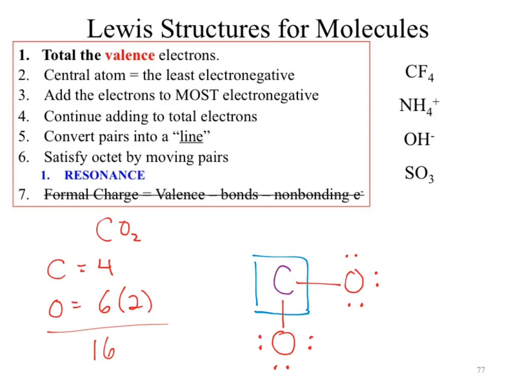Okay. Step 6, satisfy octets by moving pairs of electrons. So this implies a couple different things. Number 1, check to make sure everything has its octet. If you are missing an octet, start moving electrons around. How many electrons around this oxygen? 8. 2, 4, 6, and I can count the electrons in the bond. 8. How about the bottom oxygen? 8. 2, 4, 6, 8. I've got 8 electrons around the bottom oxygen.